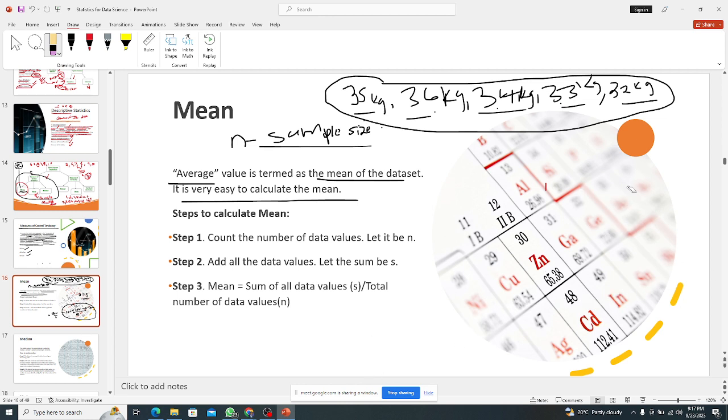All right, good. So these are the steps I've just illustrated. We count the number of data values or data entries, and we say it is n, which is the sample size. Then add all the data values, let's say the sum is s. Then the mean will be the sum of the whole values divided by the total number of values. That's basically the mean.